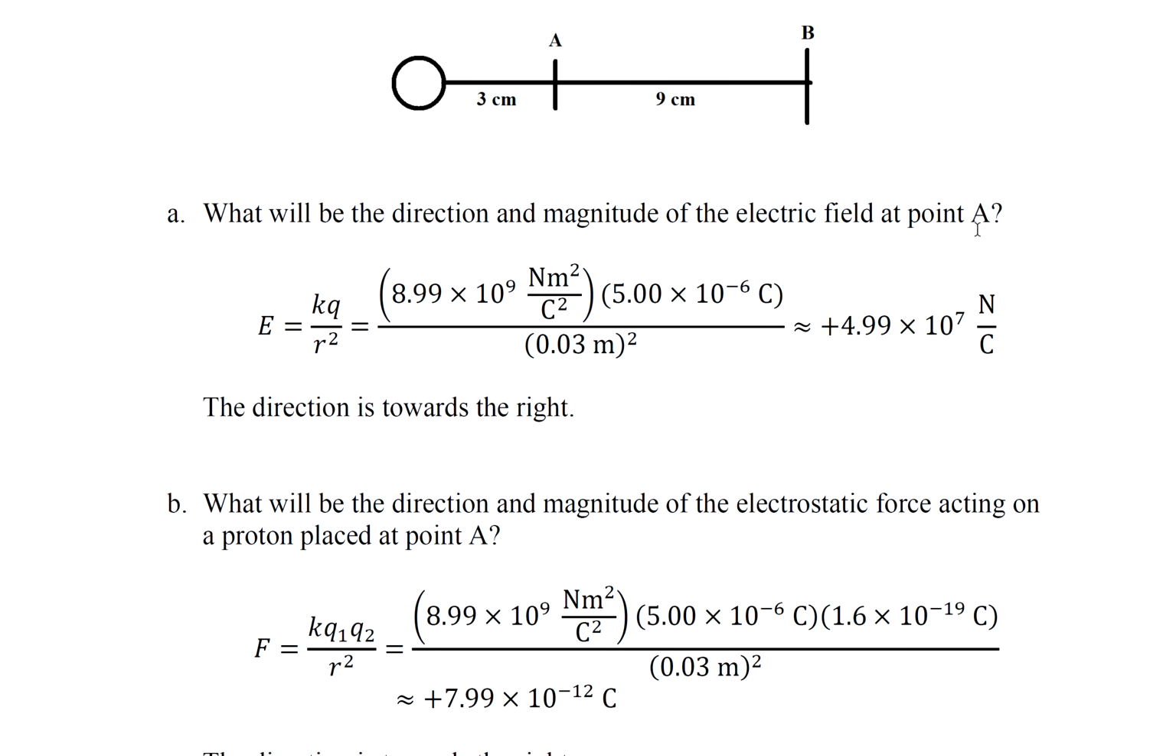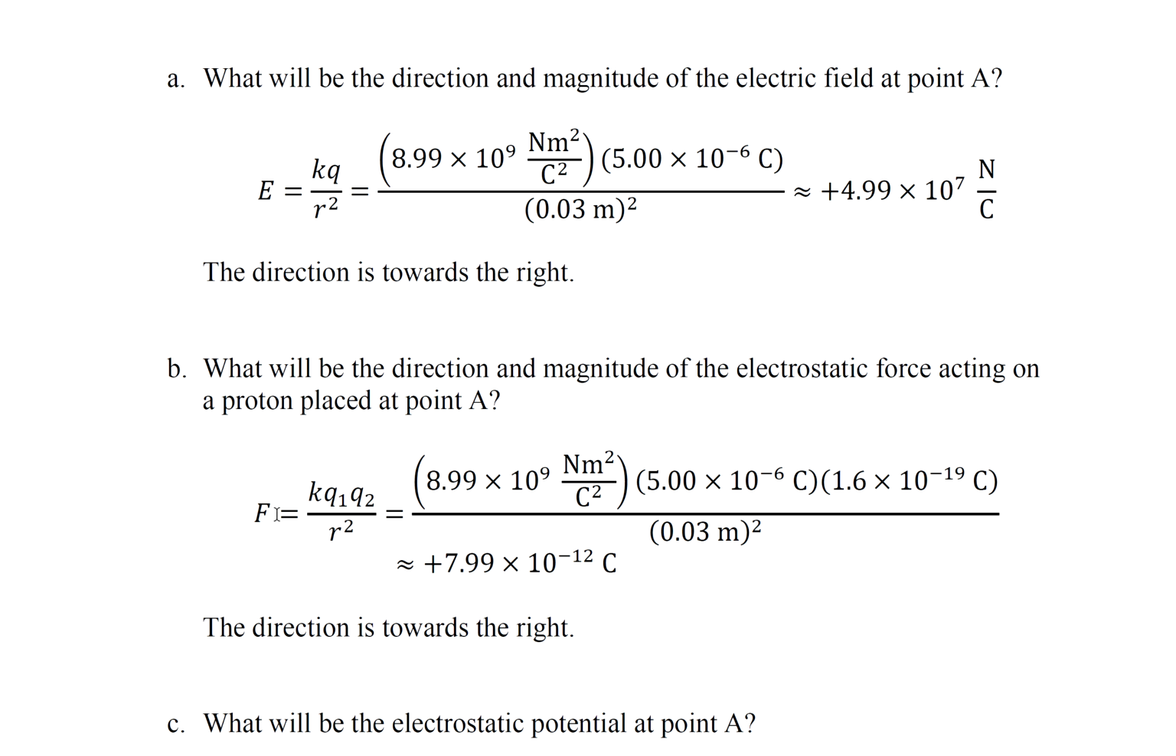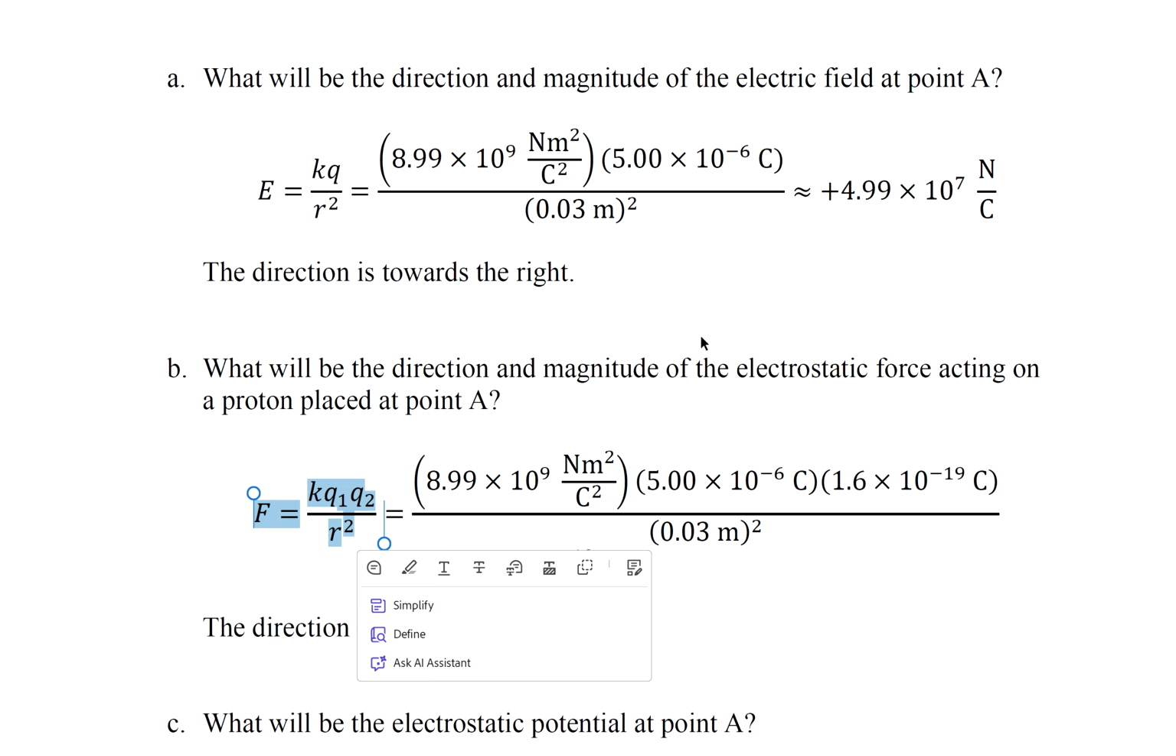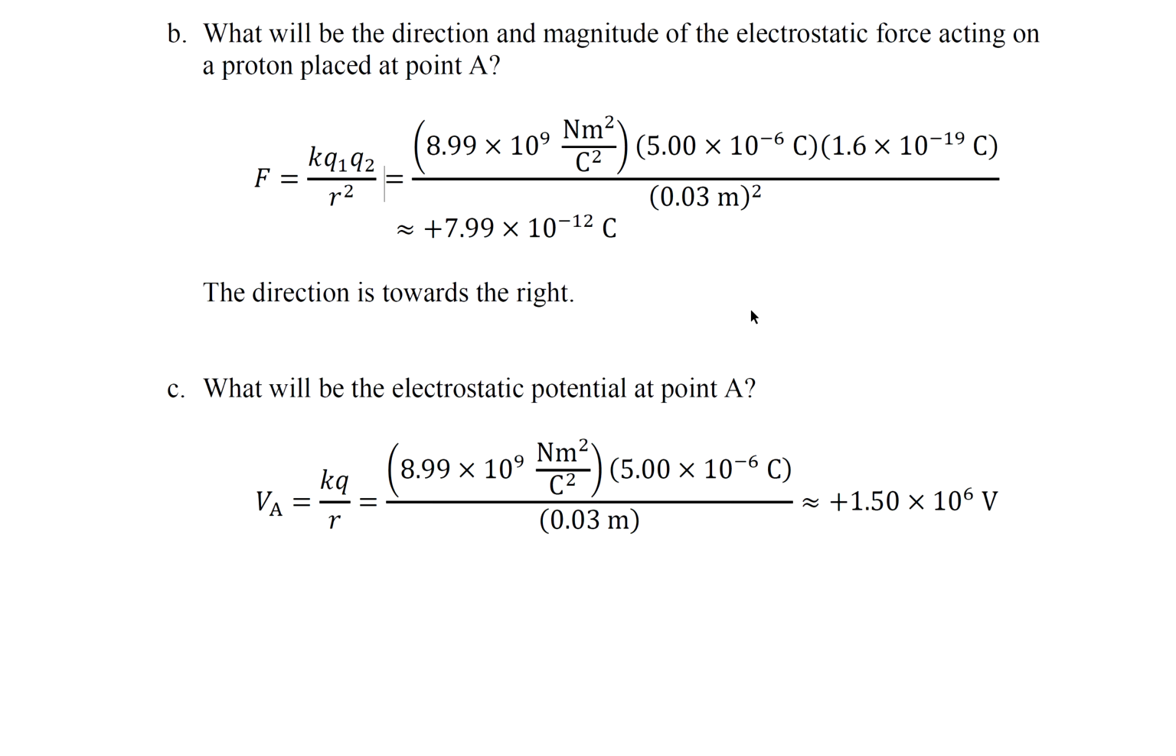What will be the direction and magnitude of the electrostatic force acting on a proton placed at point A? Coulomb's law is kqq over r squared. What will be the electrostatic potential at point A? It's going to be kq over r.